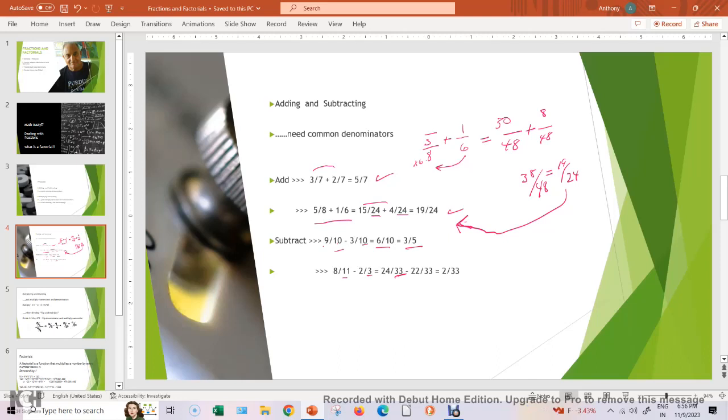Gives us 24 over 33. We go from 3 to 33 by multiplying by 11, so we multiply the top by 11 also. That gives us 22 over 33. Now we have the common denominators. We can just subtract the numerators. 24 over 33 minus 22 over 33 is 2 over 33. That's the answer. So just remember those rules and you'll be in good shape.